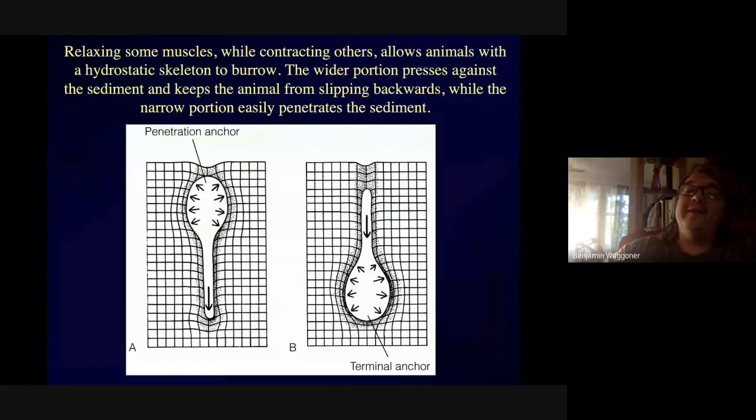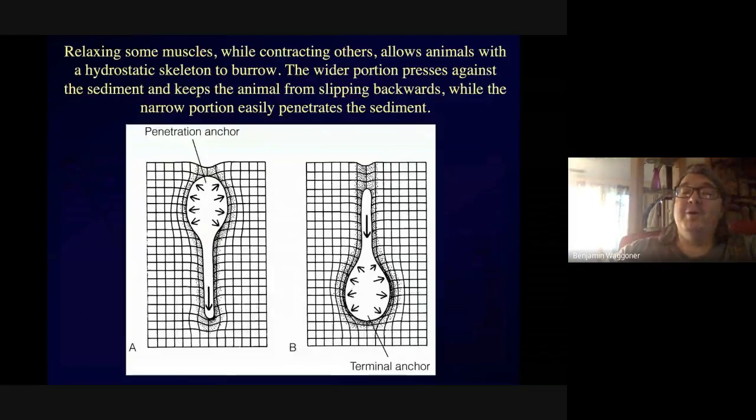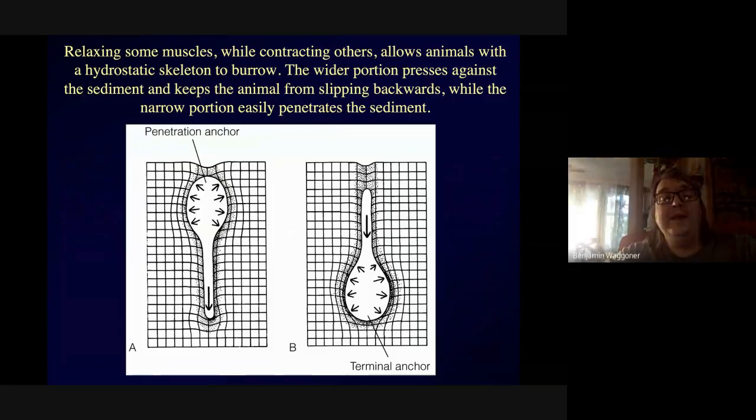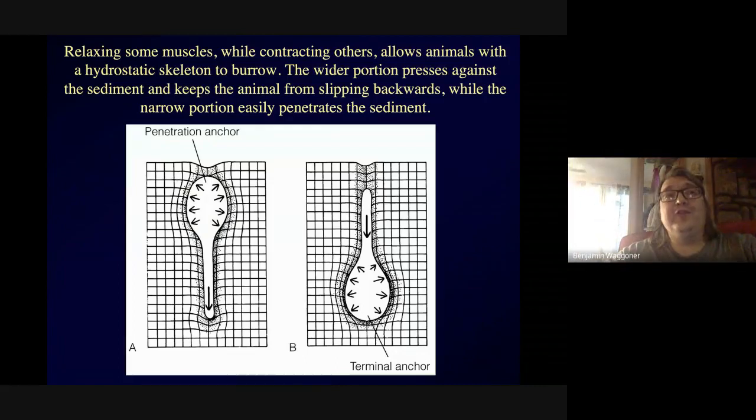And so animals with a hydrostatic skeleton can burrow this way if they relax some muscles and contract others in an orderly cycle. So if you look over at A on the left, that's a worm. What it might do is, at the back end, it will relax the circular muscles and make that part of its body wider so that it pushes against the substrate.